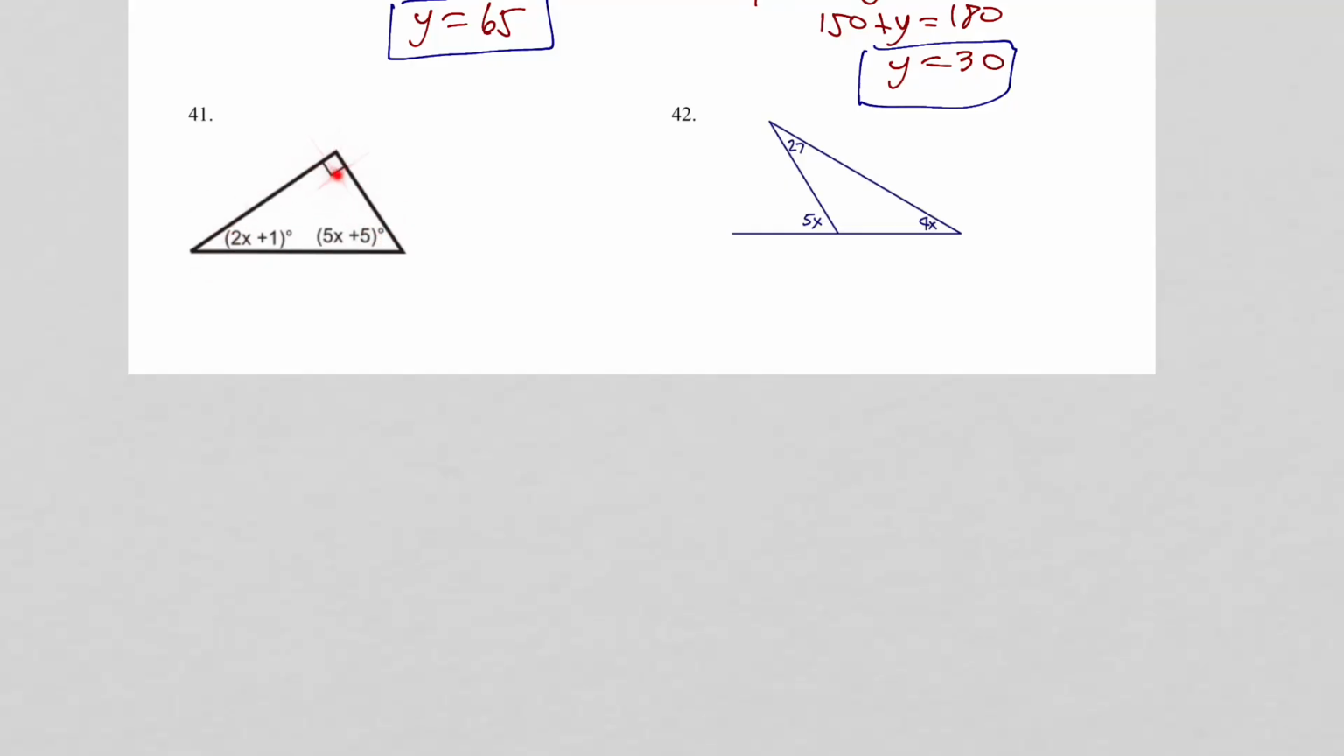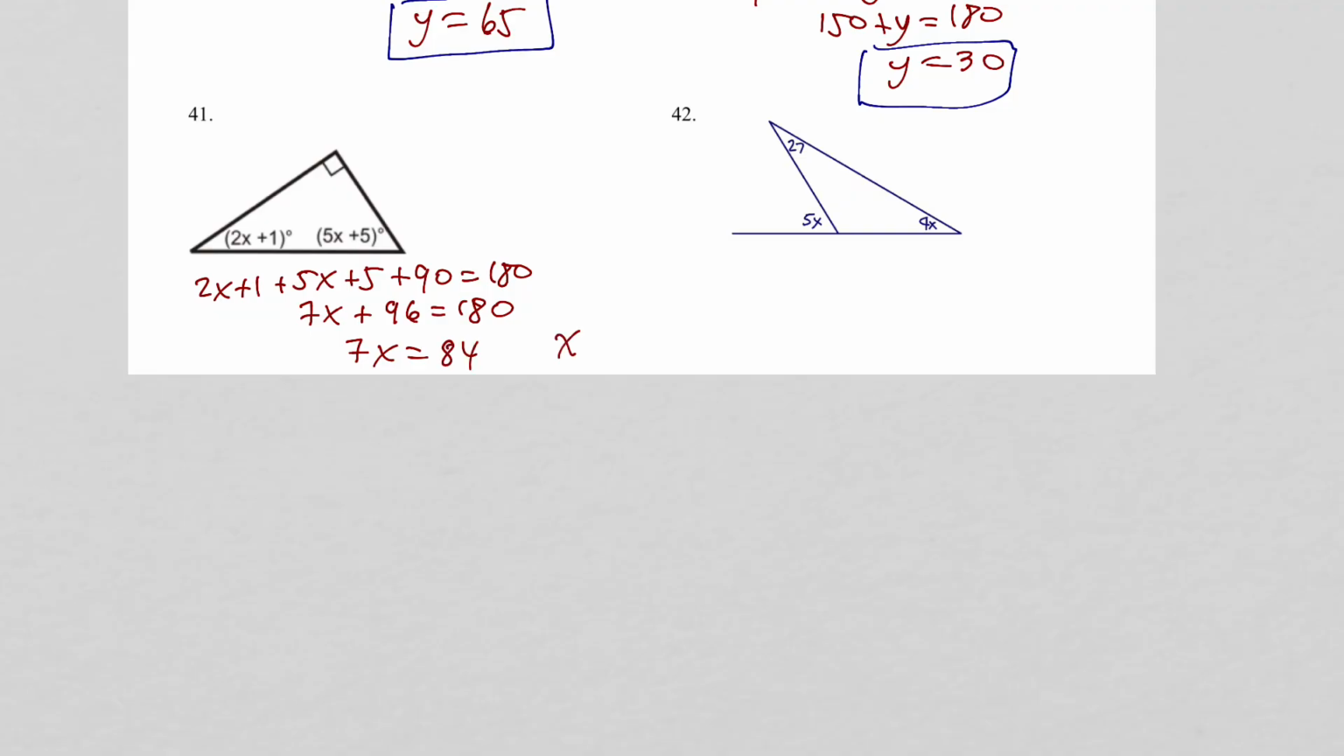Okay, all three angles have to add up to 180. So 2x plus 1 plus 5x plus 5 plus 90 equals 180. So that's 7x plus 96 equals 180. So that means that 7x equals 84. So x is equal to 12.